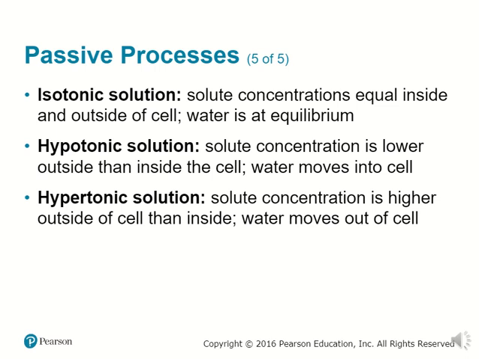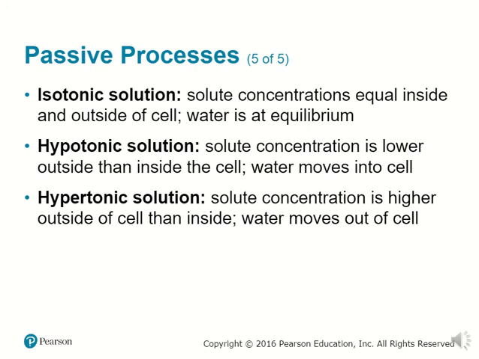As far as these passive processes, there are three types of solutions that form, and these have to do with how much concentration of a dissolved substance is inside or outside of that membrane. For an isotonic solution, essentially the solute or dissolved concentration is equal inside the cell as it is outside the cell. Water is at equilibrium and will not flow.